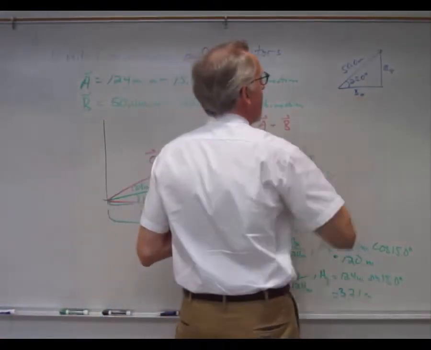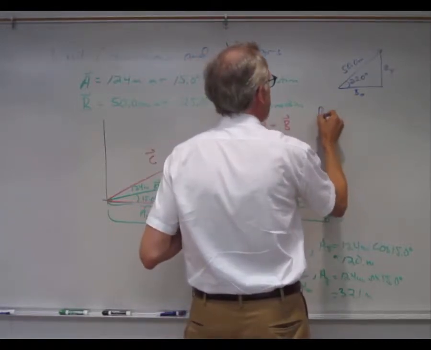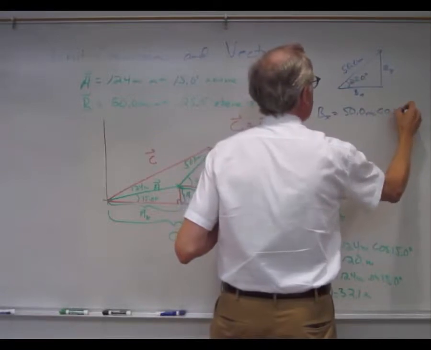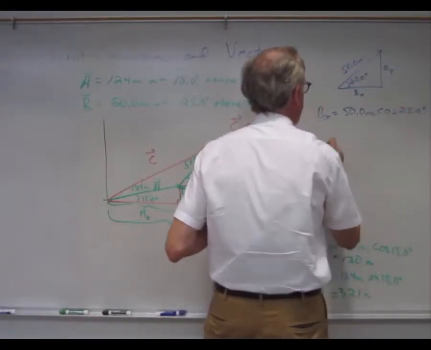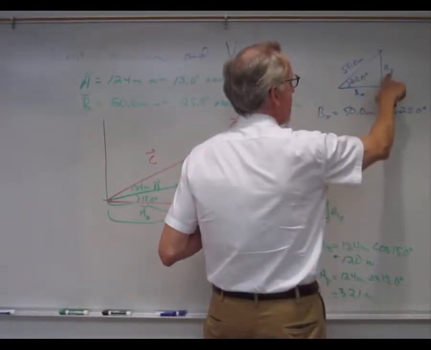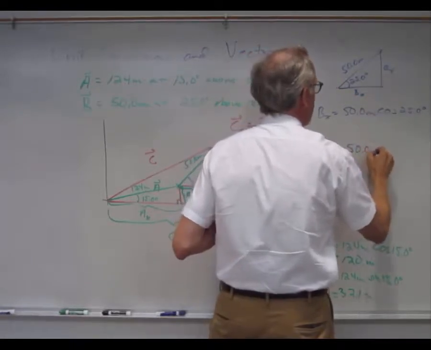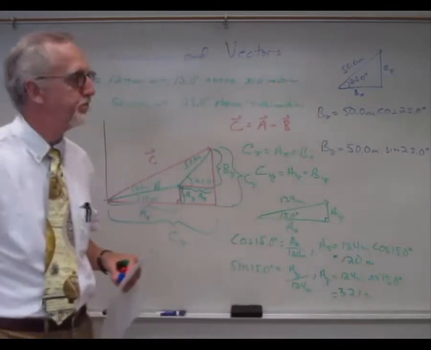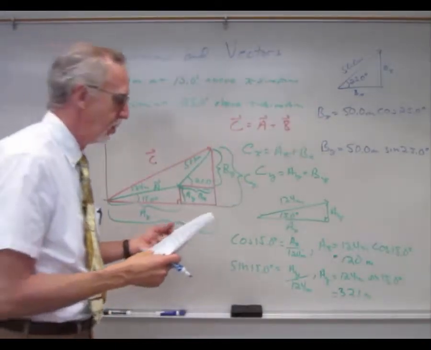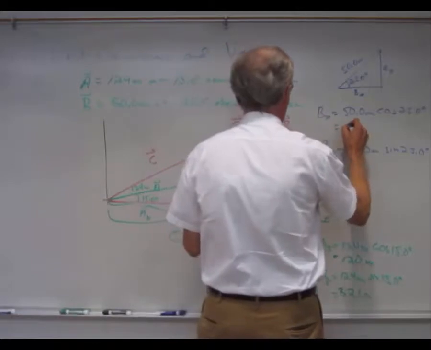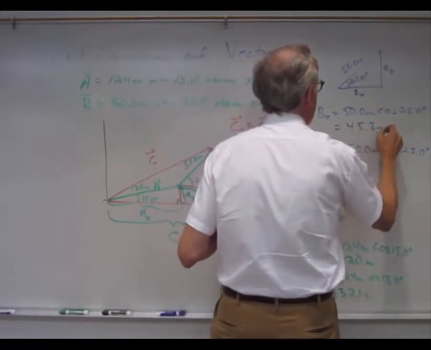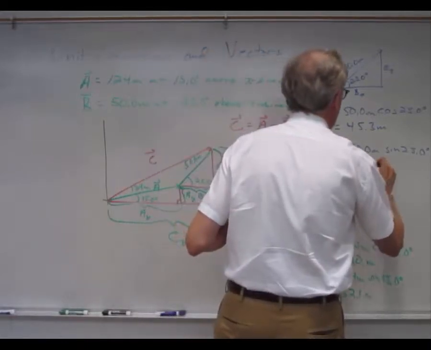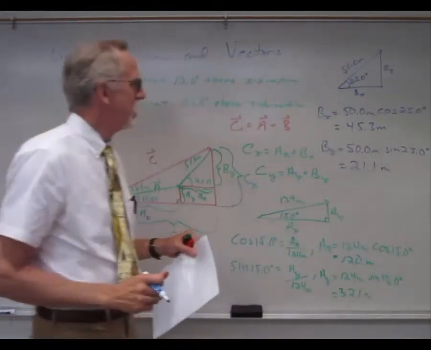So the adjacent side is Bx. So I'm just going to go right to Bx and say Bx is 50 meters cosine 25 degrees. While By, that's the opposite side, that is 50 meters sine 25 degrees. Well, when we multiply that out, we find that Bx is 45.3 meters and By is 21.1 meters. There we go.